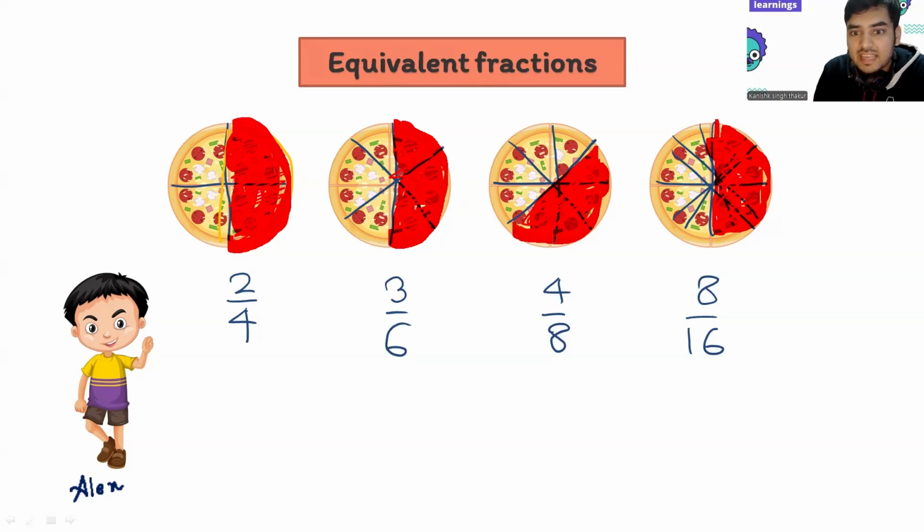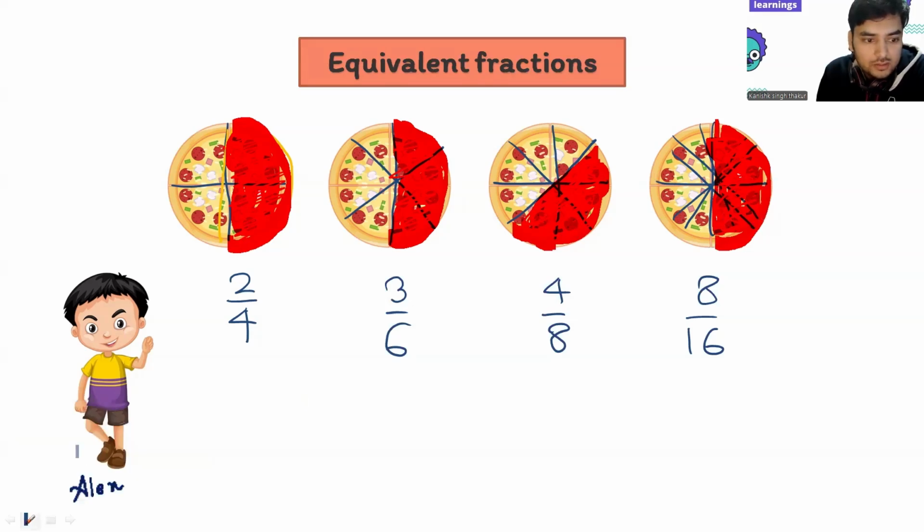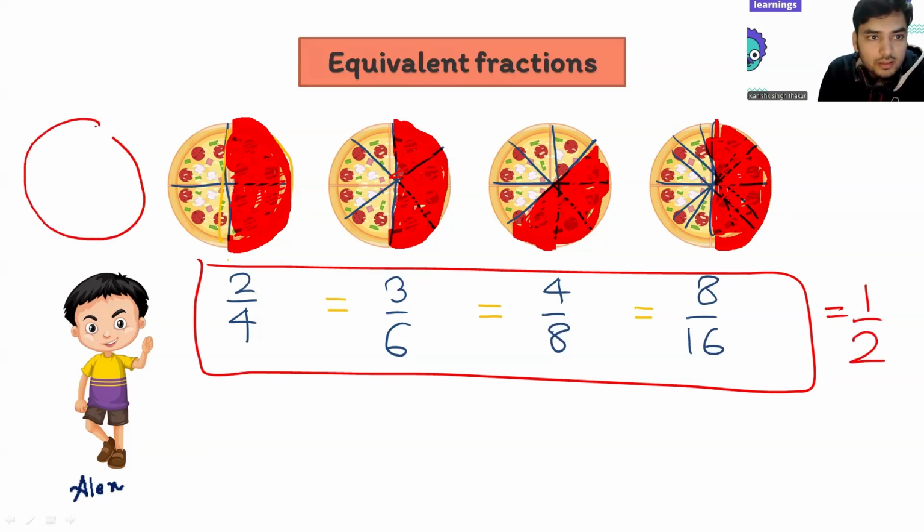It means the same fraction I can represent in different ways. The same fraction I can write as 2 over 4, which is equal to 3 over 6, equal to 4 over 8, equal to 8 over 16. All are representing your half. That is what an equivalent fraction is.